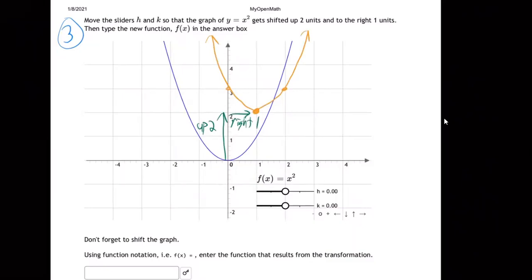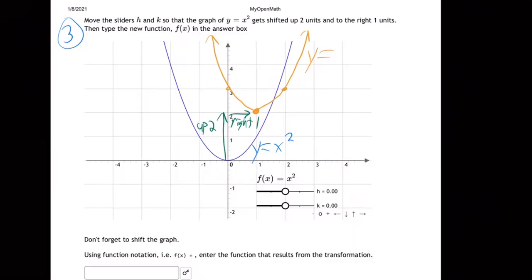So what are we going to do? The original equation, the blue equation, is y equals x squared. So what's going to be the equation for the orange graph, which has been moved up 2 and right 1? Do you know how to do that? Is this making sense for you? How are we going to do that?